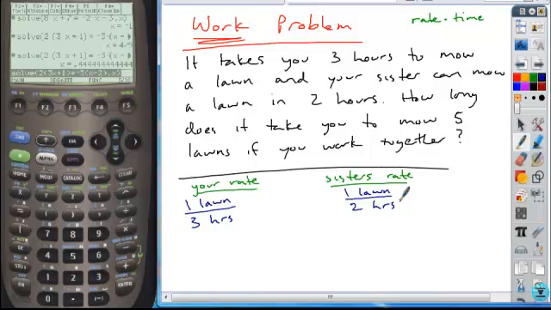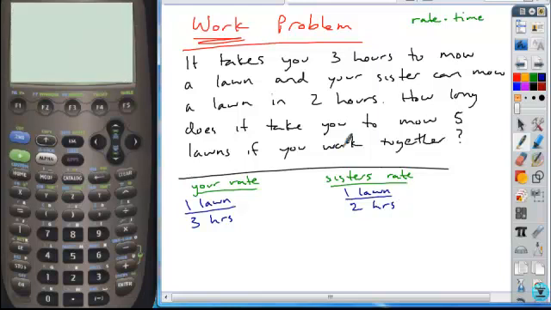Okay, so if you take these two rates, and you know that you're solving for your unknown, which is time, we're going to call that t. So to set up this problem, you take your rate, 1/3 times t, and you're combining your work, so you're working together, so you add her rate of 1/2 of a lawn per hour times t hours. Do you see how your time in hours and your rate's hours cancel? So this gives you the number of lawns you do and she does as you're working together.